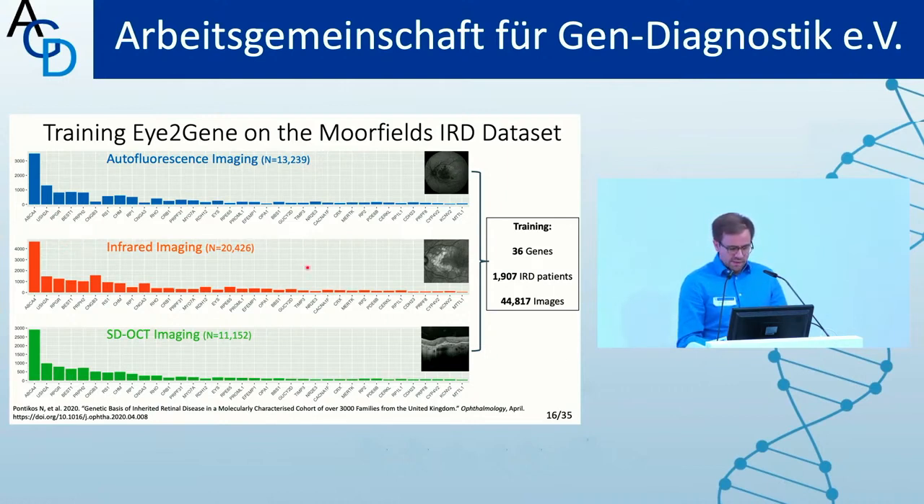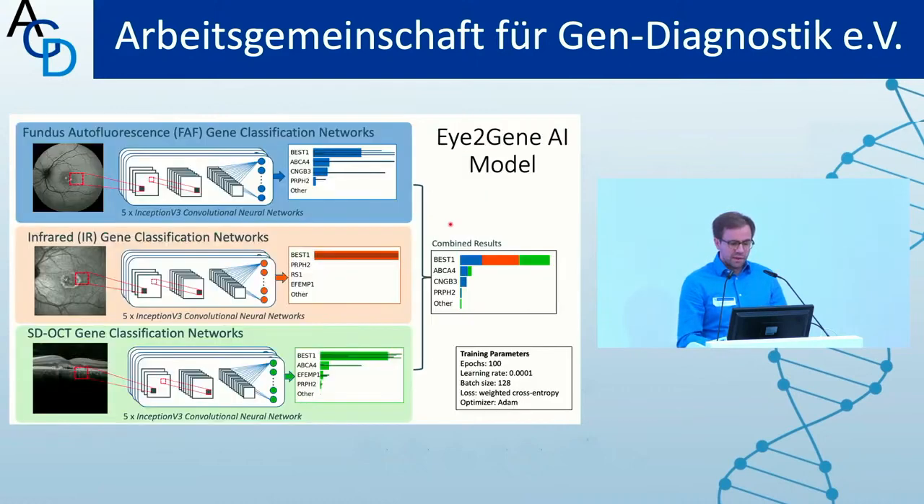So we've used this data set of 36 genes and 1,907 IRD patients, in total 40,000 images, to train Eye2Gene. The approach is what we call a multimodal imaging approach, where we basically train a classifier on each of the imaging modalities, and combine these to provide an ensemble prediction.